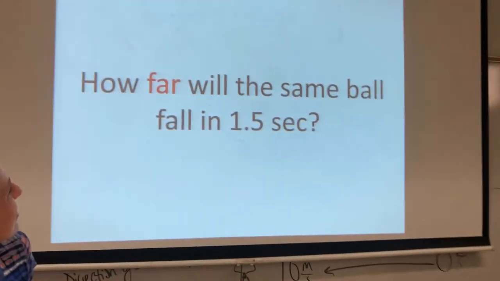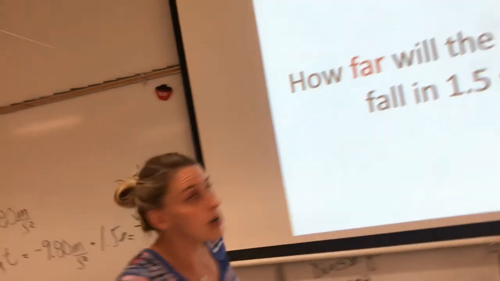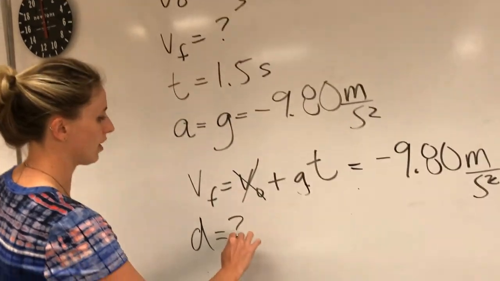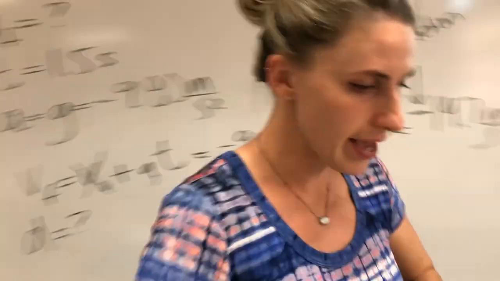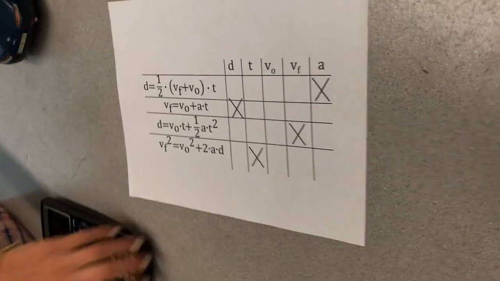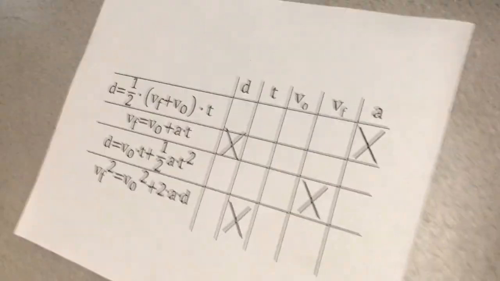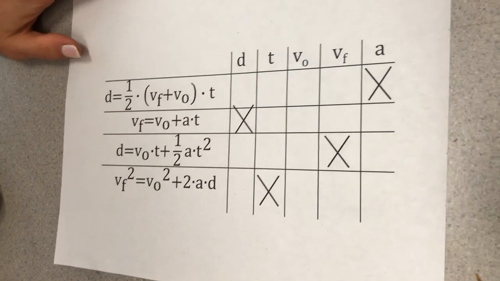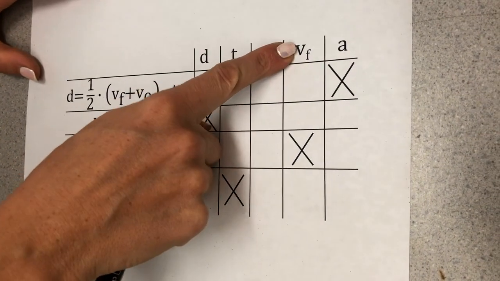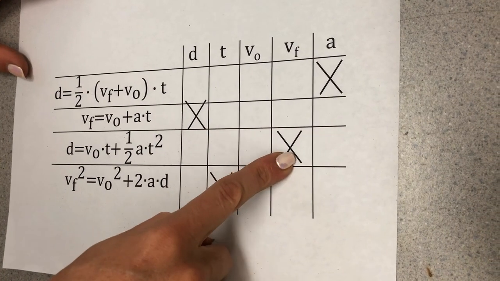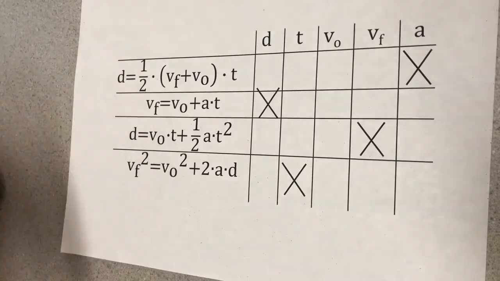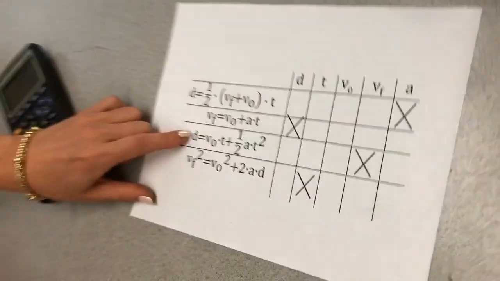Okay, how far will the same ball fall? Oh, great question. So now we're trying to figure out the displacement, right? What variables do we have here? I think we've got all of them. We get to choose. Now, there's a chance that we might have messed up on this calculation, so we could pretend like we don't have this one and use that one. I like that one, especially when the original velocity is 0. Okay, so let's go ahead and use that.